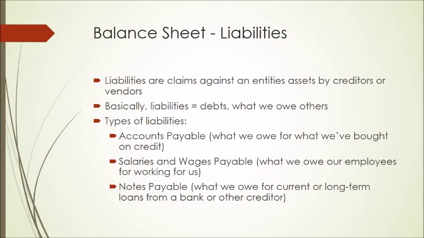Accounts payable, which is the opposite of accounts receivable. This is what we owe for what we've bought on credit. Say we buy 100 computers from company XYZ, they issue us an invoice if we didn't pay them in cash up front, and we owe them the money for those computers, generally within 30 or 60 days. This is a liability. Salaries and wages payable, which is what we owe our employees for working for us. And lastly, notes payable. This is what we owe for current or long-term loans from a bank or other creditor.